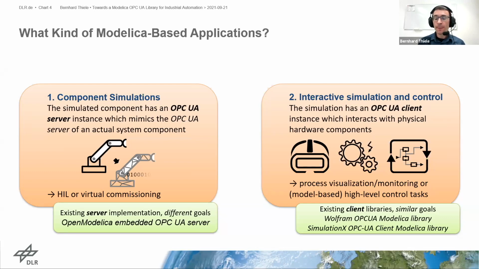Then there exist client libraries, which share similar goals to our own approach. There's from Wolfram, the OPC UA Modelica library, and from SimulationX, the OPC UA client Modelica library. To the best of my knowledge, they currently don't support the server side, but the client side is, from the ideas, I think what we want to enable, quite similar.